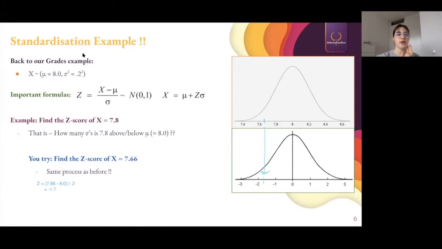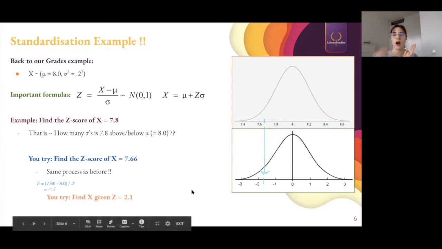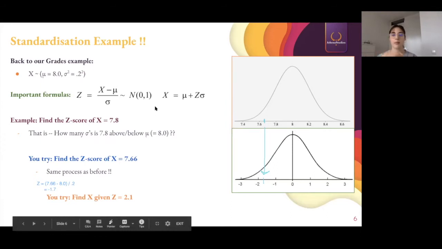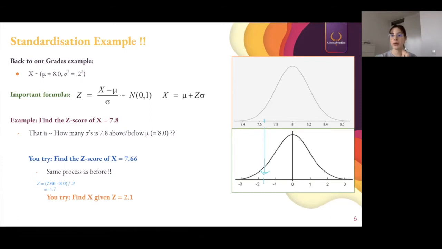And the last practice question that I want you guys to do is doing the opposite. Try to find x given a z-score. So you need to use the second formula that's up on this slide. And again, let me know what your answer is, and then we will go through it together and then move on.